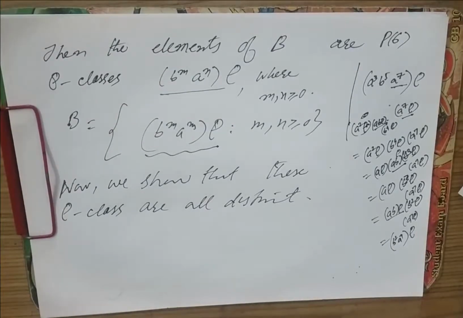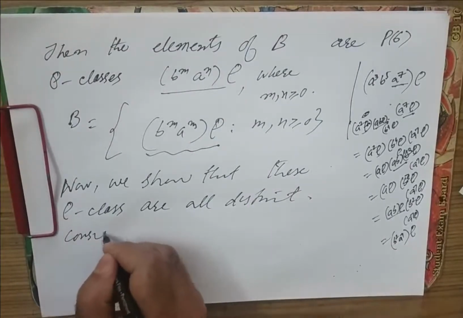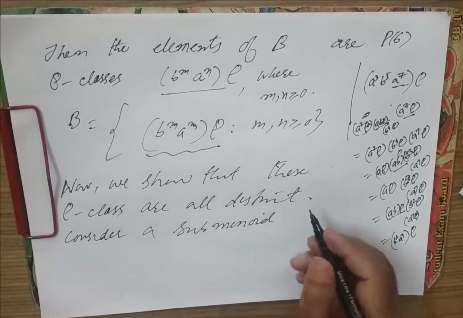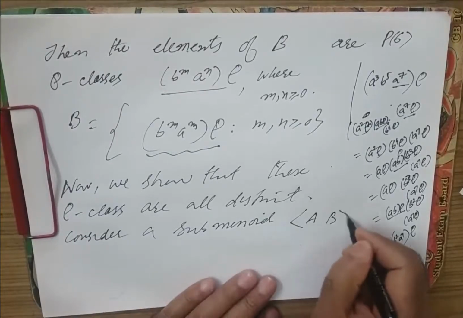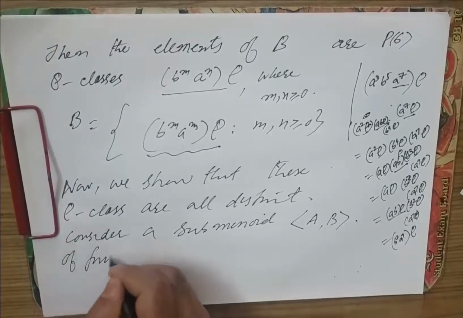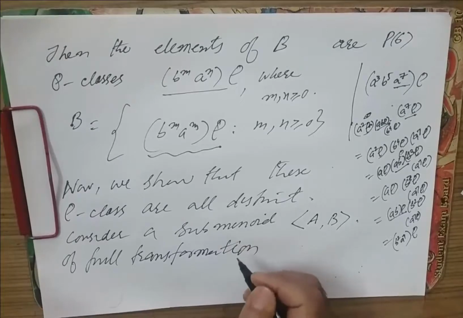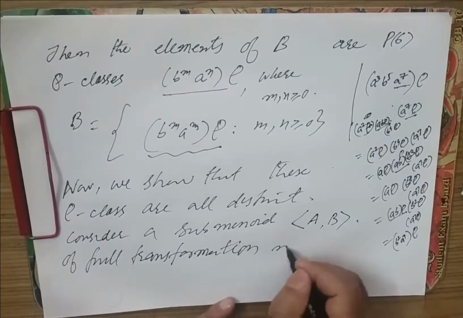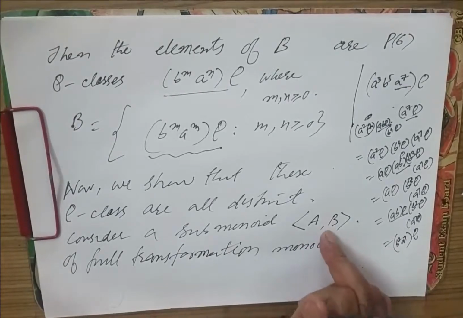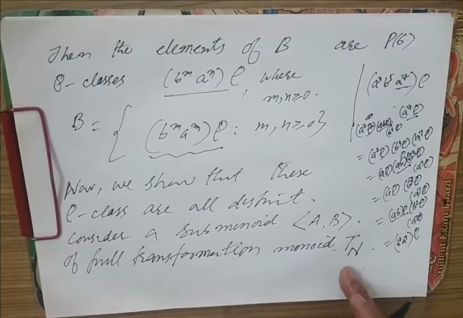So for this we consider a submonoid, to prove they are all distinct. Consider a submonoid generated by these two transformations. Submonoid of the full transformation monoid. It is generated by these two transformations. What is the full transformation monoid? That's Tn, the set of all transformations from n to n, Tn.